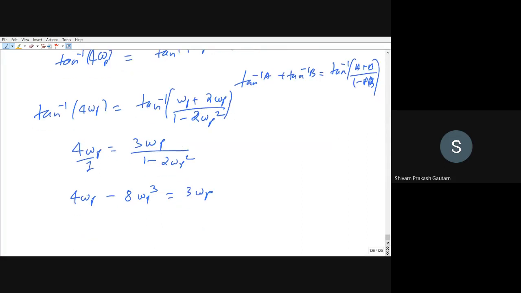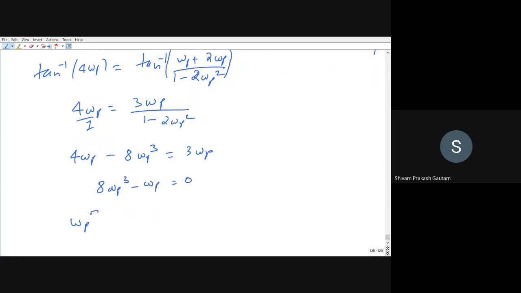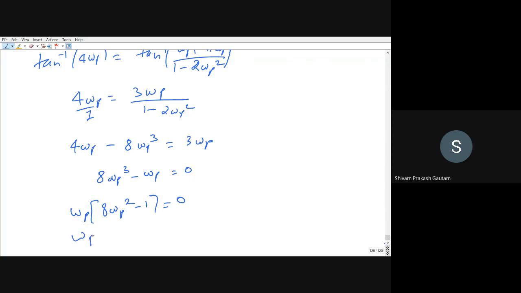Take this term to the right hand side. So we will be having 8 omega p whole cube minus omega p equal to 0. Take omega p common. So omega p times (8 omega p whole square minus 1) is equal to 0. So omega p is equal to 0. This is the first phase crossover frequency.